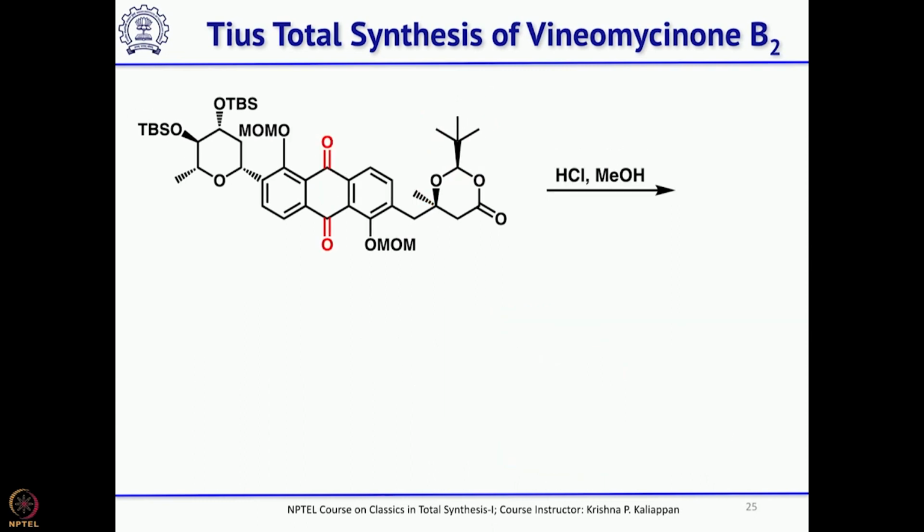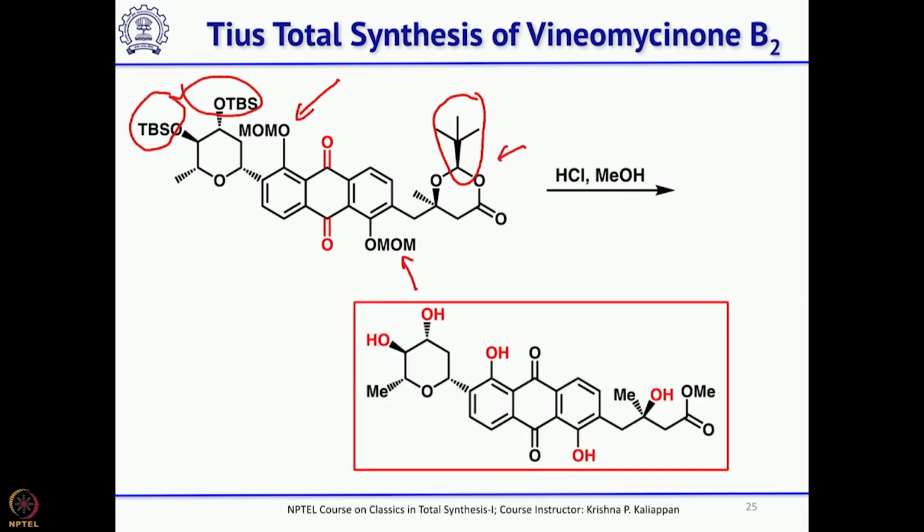So, what is left? You have to remove this tertiary butyl group, you have to remove both MOMs and you have to remove both TBS groups. So, if you treat with HCl, this will remove and then you also will get the methyl ester, the MOM group will go and also the TBS group will go. So, it is a complete global deprotection followed by esterification, all done in one step to complete the asymmetric total synthesis of Vineomycinone B2.